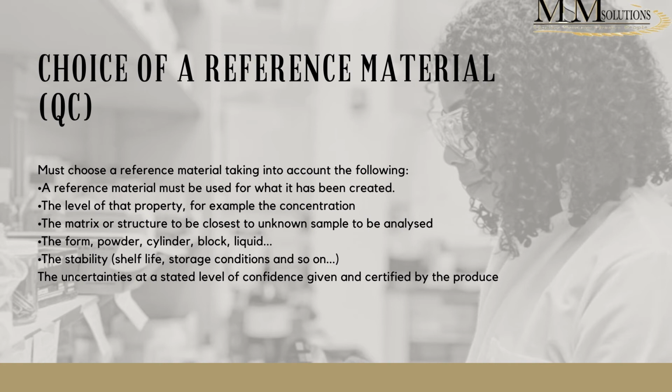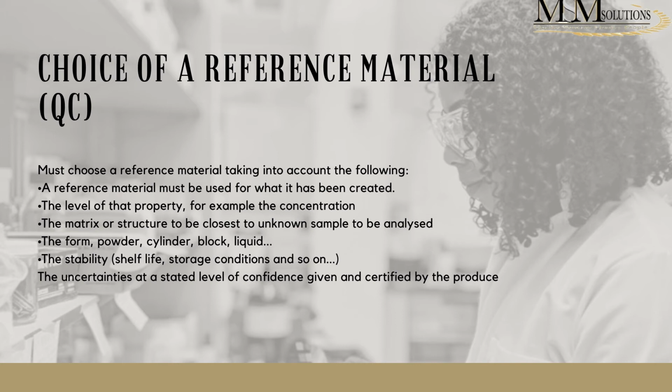Looking at what you are creating it for, you look at aspects of the level of property. A property could be like a concentration level. So you look at what concentration levels I need this to help me with in terms of my quality control system. You then would choose a reference material similar to whatever your sample range would be. There would be no point if you are analyzing low levels in terms of ppm levels, and yet you use a reference material that is in grams per liter, for example.